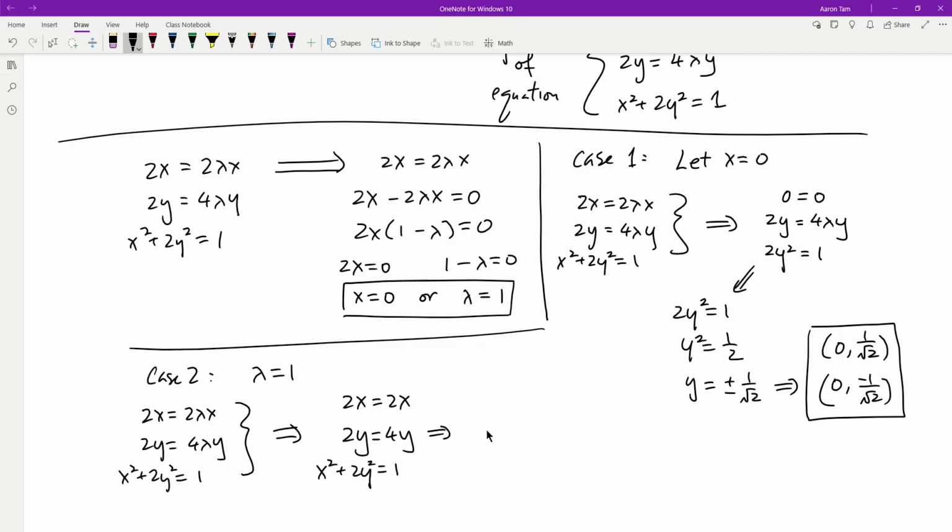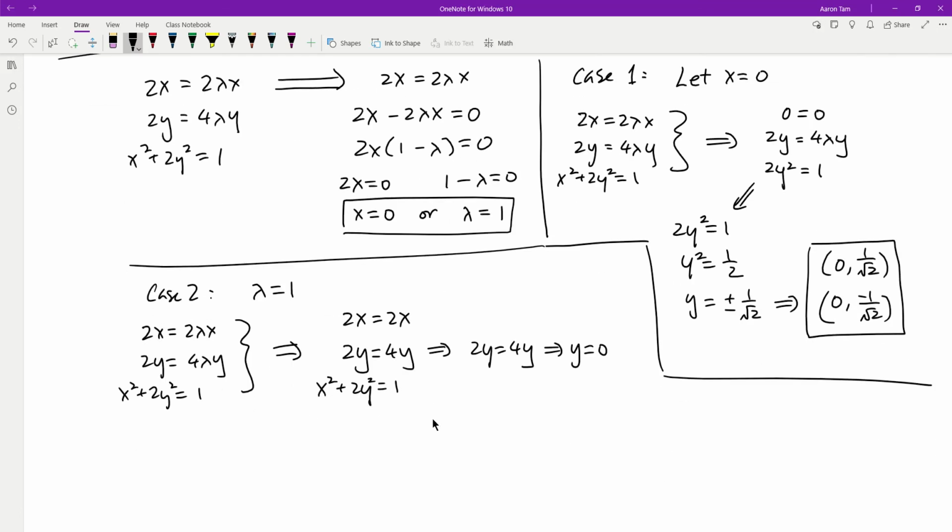So the top equation, 2x equals 2x, doesn't do anything. But 2y equals 4y would tell me that y must equal 0 for this to be true, because there's no way to satisfy 2y equals 4y unless y is 0. And if y is 0, then my bottom equation just becomes x squared equals 1. Therefore, x equals plus or minus 1. And that arrives at my third and fourth critical points.